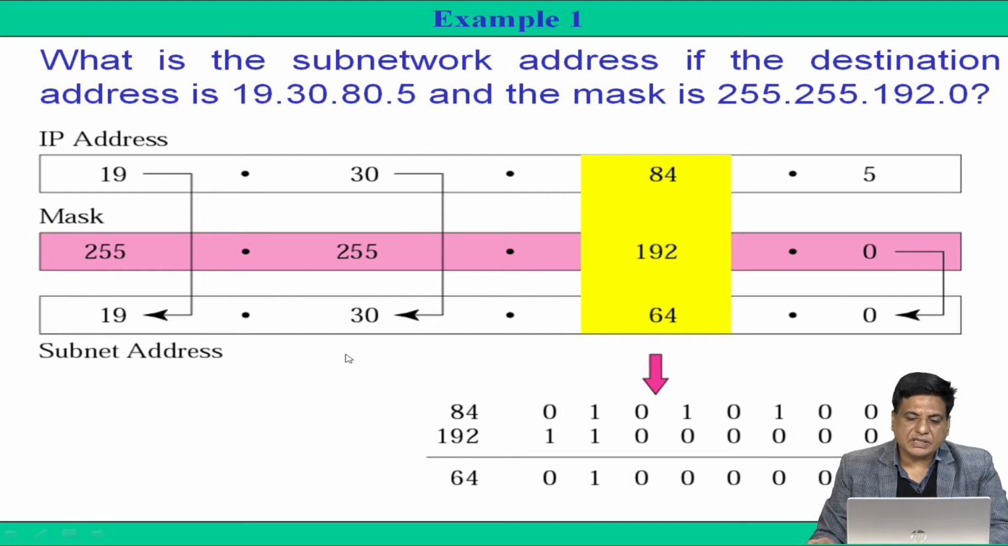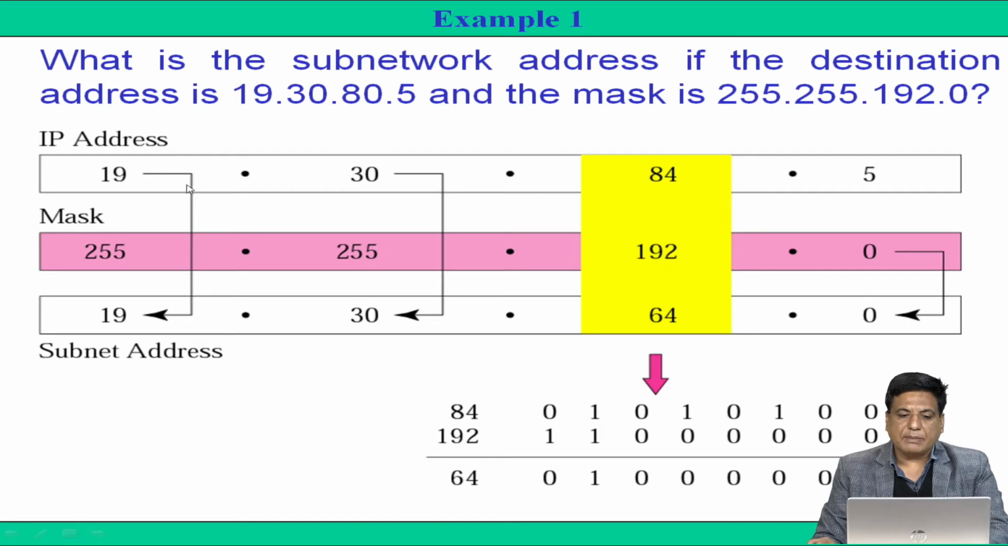Here we are given example number 1. What is the subnet address if the destination address is 19.30.80.5 and the mask is 255.255.192.0? Here our mask is 255 in the first byte and 255 in the second, which means we have to copy these digits.